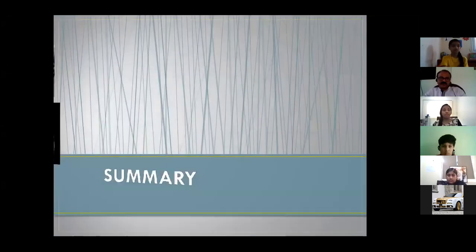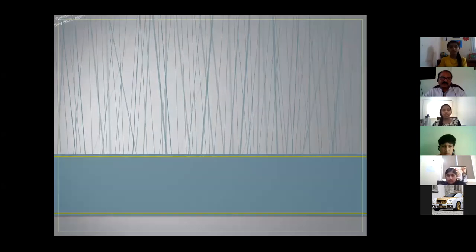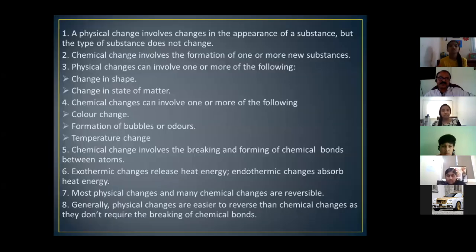Now we come to the summary. So physical changes involve changes in the appearance of the substance, but the type of substance does not change. Chemical change involves the formation of one or more new substances. So the physical changes can involve change in shape, change in state of matter, and the chemical changes can involve color change, formation of bubbles or smells, temperature change. The chemical changes involve breaking and forming chemical bonds between the atoms. Exothermic changes release heat energy, endothermic changes absorb heat energy.